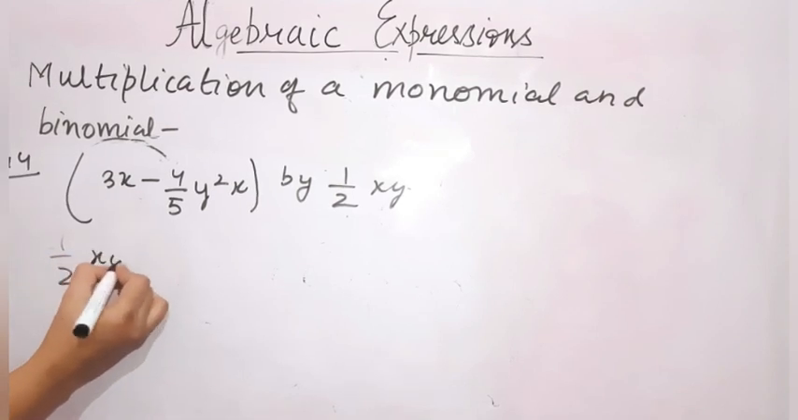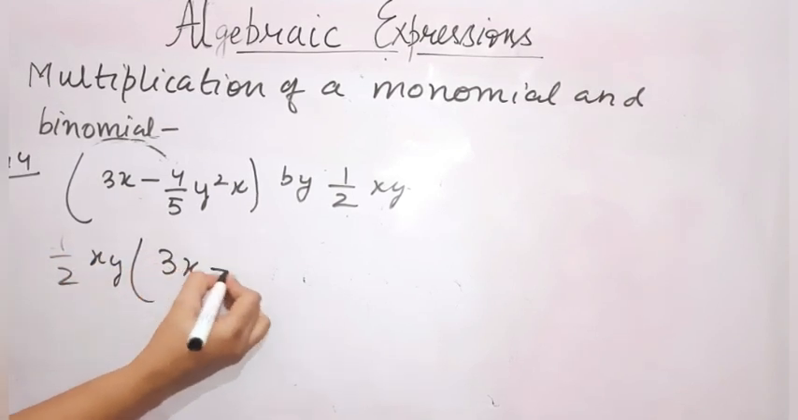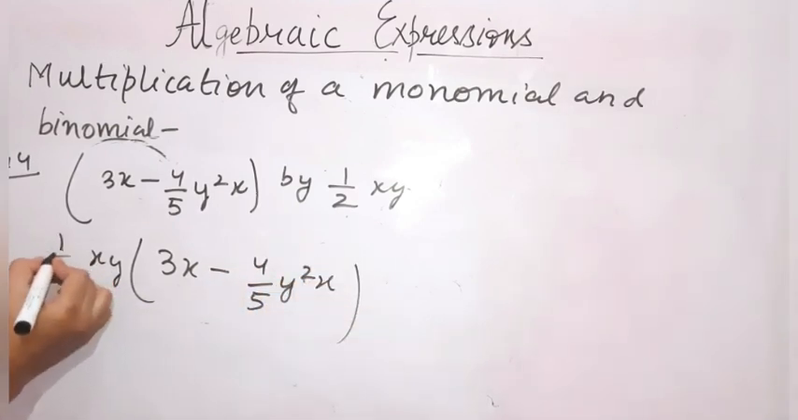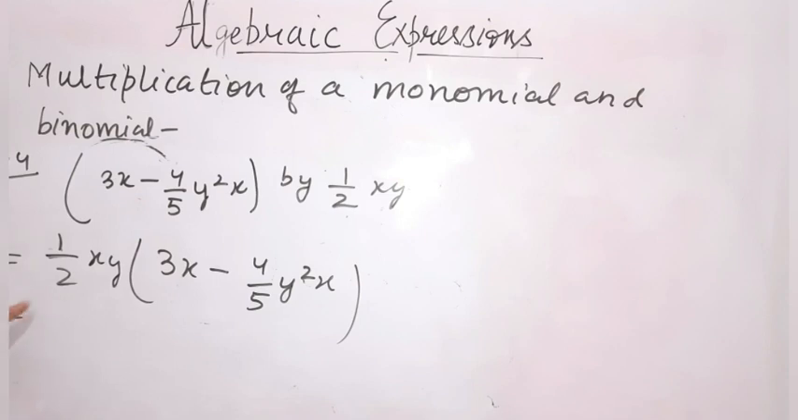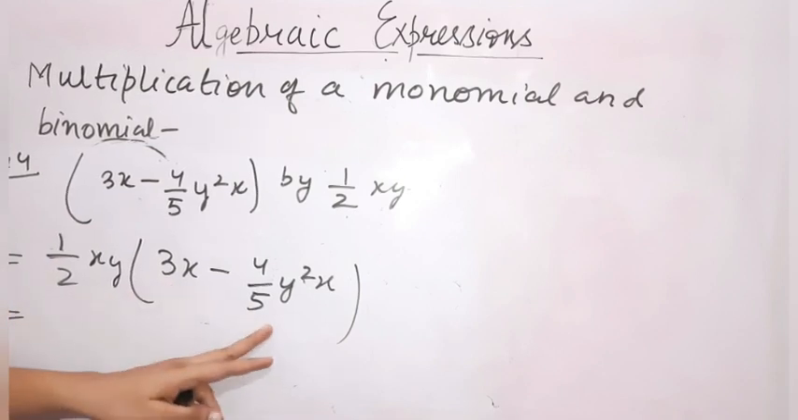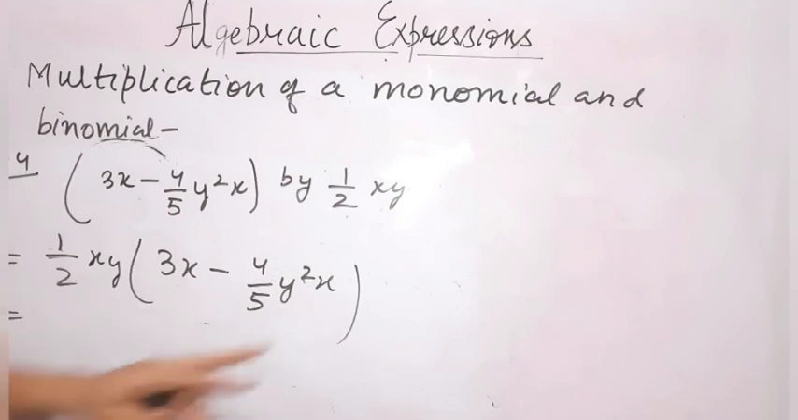1 upon 2xy within bracket 3x minus 4 upon 5y square x. We have to multiply. Now this term will be multiplied by both the numbers. 1 upon 2xy will be multiplied by 3x, and 1 upon 2xy will be multiplied by minus 4 upon 5y square x.